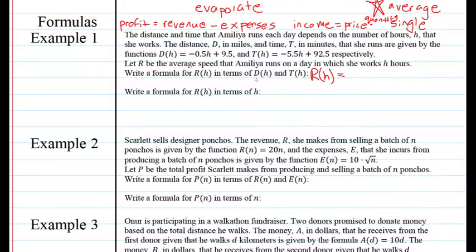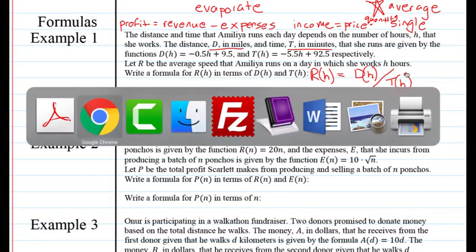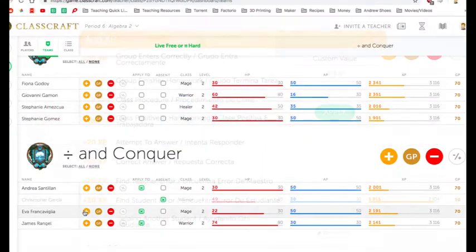Is it going to be d divided by t or t divided by d? Because I have d in miles and t in minutes. D divided by T. There it is, yeah. d of h divided by t of h. Eva, 50xp.